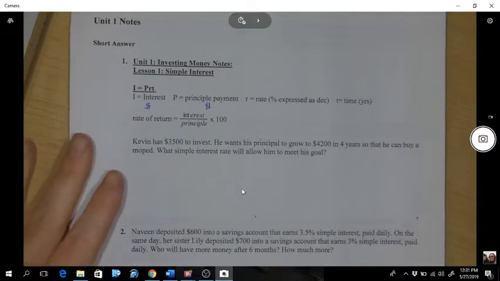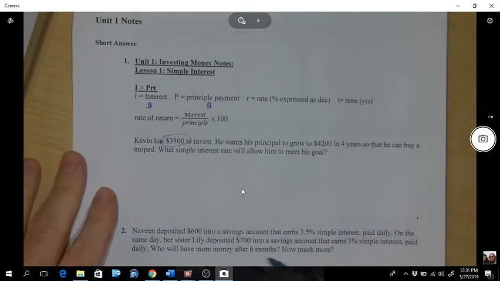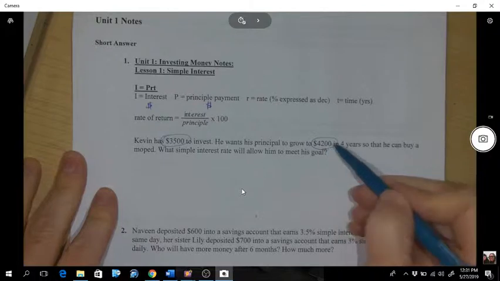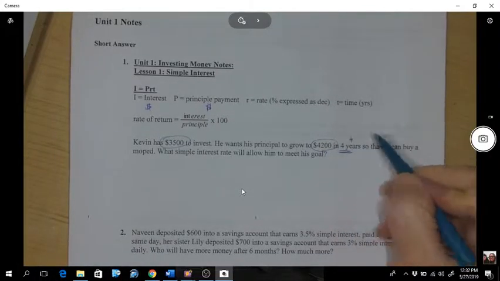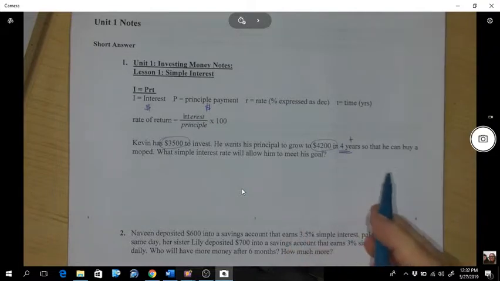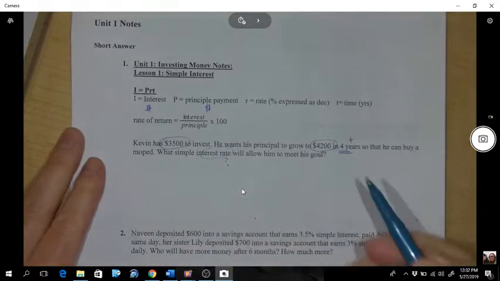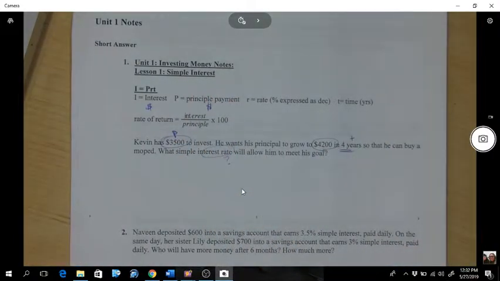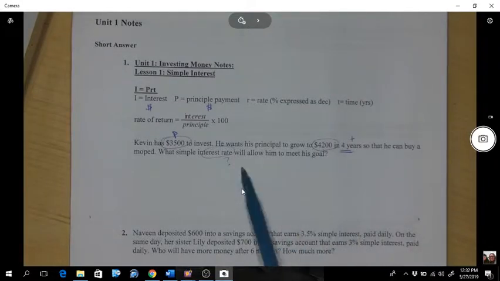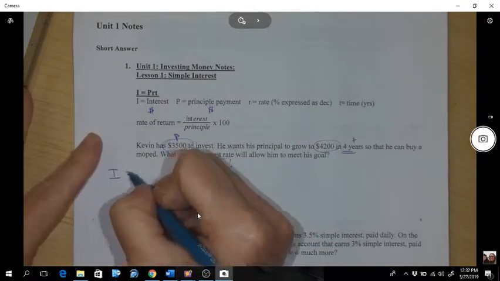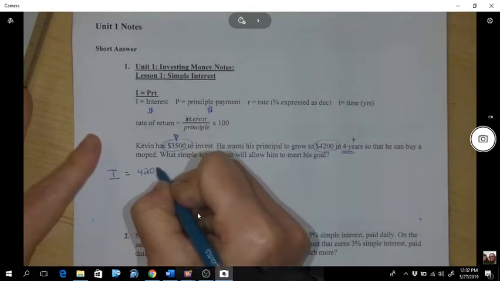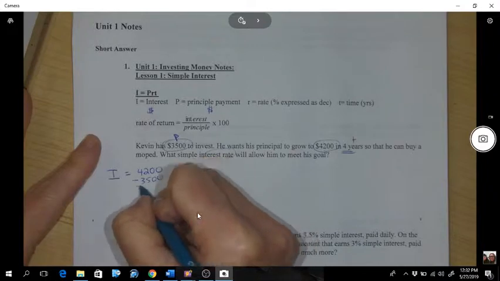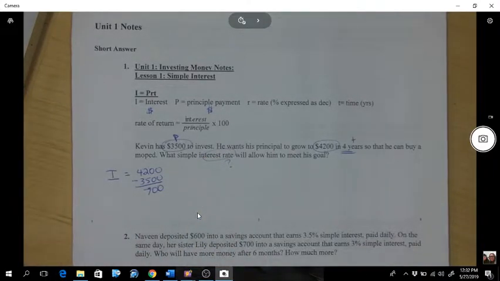Okay, so number one, Kevin invests $3,500. He wants it to grow to $4,200 in 4 years. So he wants to buy a moped. What's the simple interest rate that'll allow him? Okay, so we know that our principal is that. We know our rate is what we want to know, and we know that 4 is our T. We also actually know our interest. So we got to 4,200 and we started with 3,500, so therefore our interest is 700.